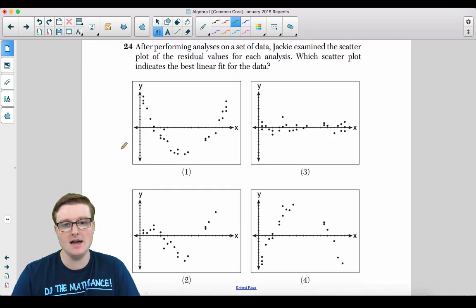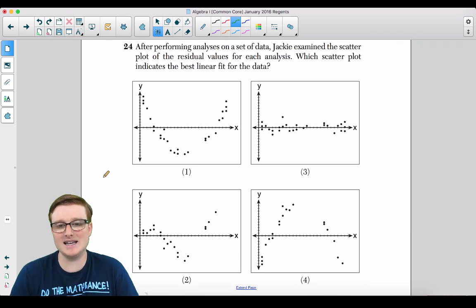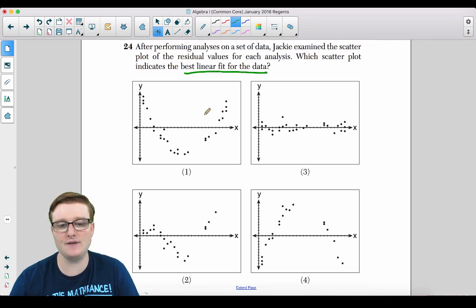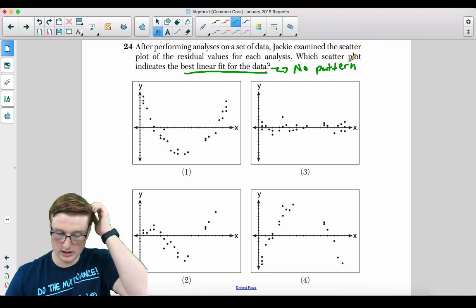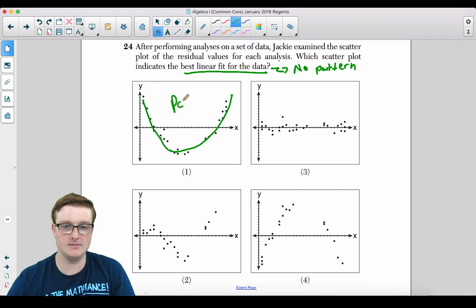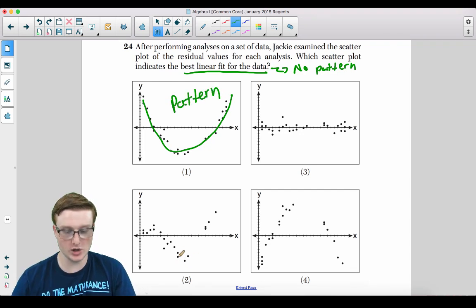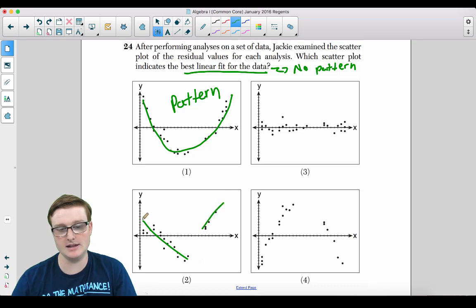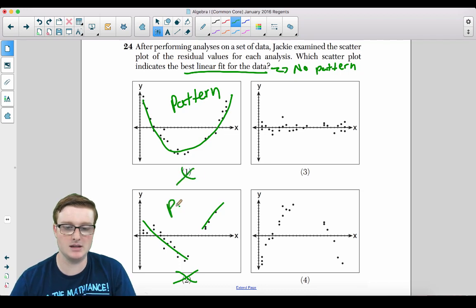All right, last question. After performing analyses on a set of data, Jackie examined the scatter plot of the residual values for each analysis. Which scatter plot indicates the best linear fit for the data? So you were looking for no pattern at all. So basically, you're looking for no pattern whatsoever. Well, choice 1 does show a pattern. It shows that U-shaped pattern. So that's not good. Choice 2, this is showing a pattern. Yeah, it looks like maybe an absolute value, like a check mark. That's not the answer, because this is showing a pattern.